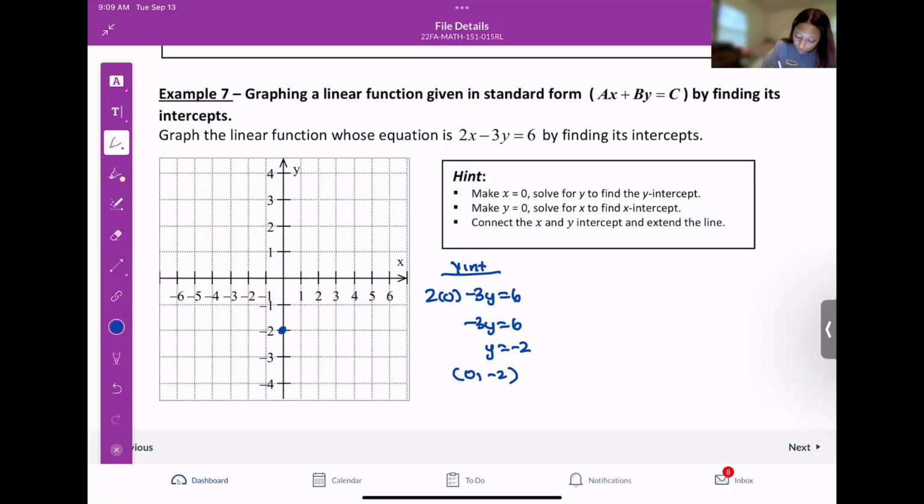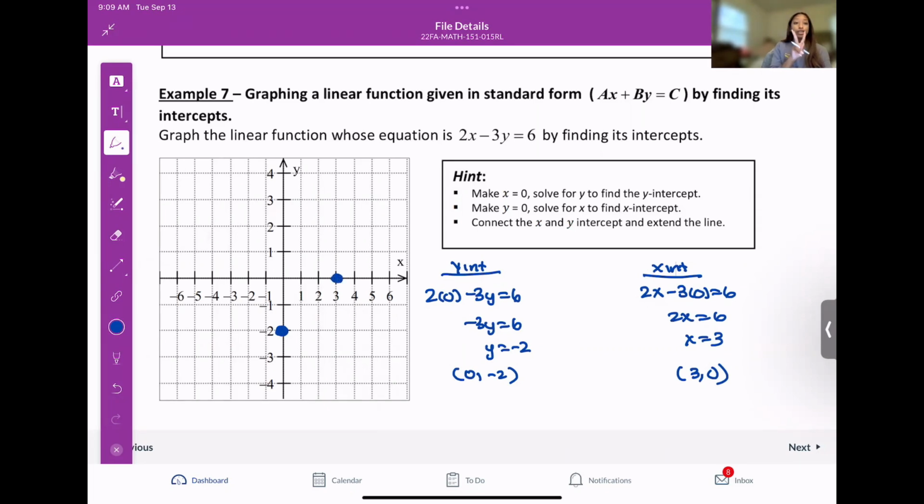Let's plot that. Boom. To find the x-intercept, we let y equal 0. So we have 2x minus 3y equals 6. 2x minus 3 times 0 equals 6. That gives us 2x equals 6 and x equals 3. So 3 comma 0 is the x-intercept.